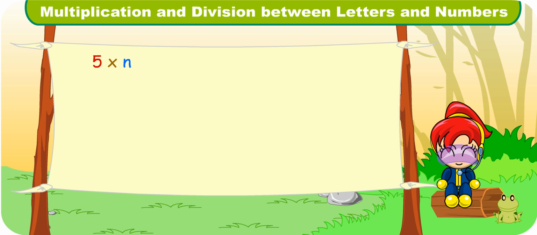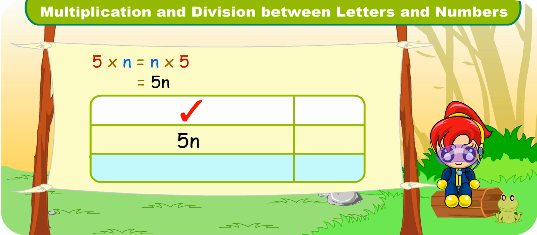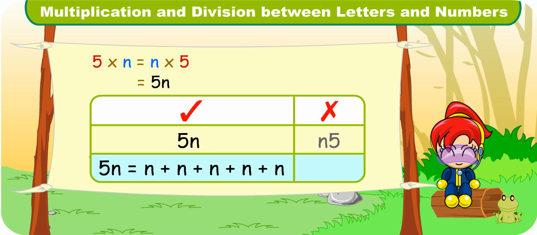Generally, we write 5 times n or n times 5 as 5n. In writing algebra, we always put number in front of letter. Therefore, we write 5n and not n5. Also, bear in mind that 5n stands for n plus n plus n plus n plus n, not 5 plus n. It's quite interesting. Now, I know what algebra is. I am ready to try another question, teacher.